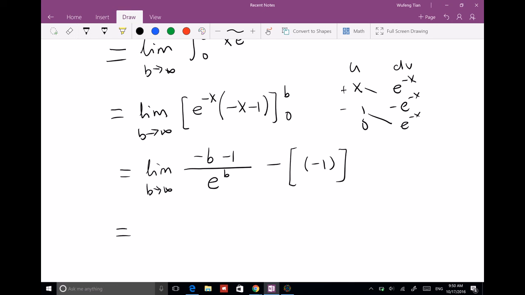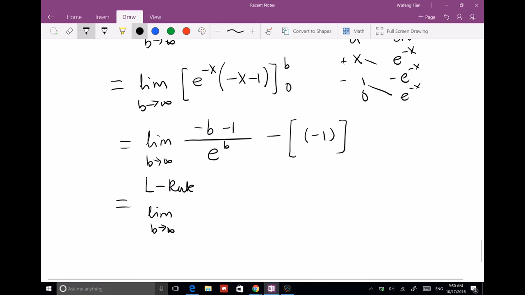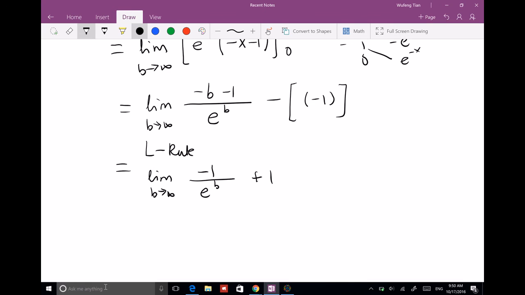Use L'Hopital's rule here, and it is infinity. The derivative of b is 1, so it's negative 1 over e to b, which goes to infinity in the denominator, plus 1. As b goes to infinity, 1 over infinity is 0 plus 1, so the final answer is 1. How many of you got 1 in the end? Could you please let me know? Very good, almost everyone got 1.